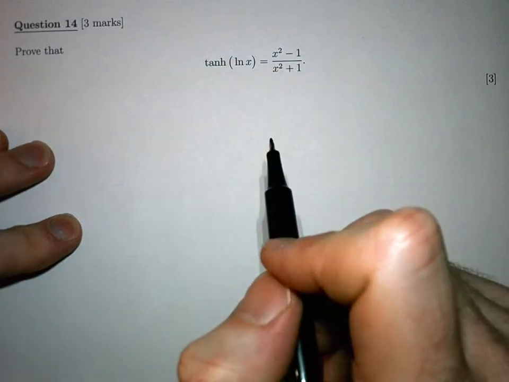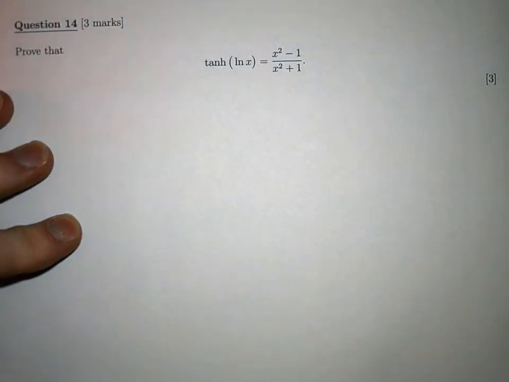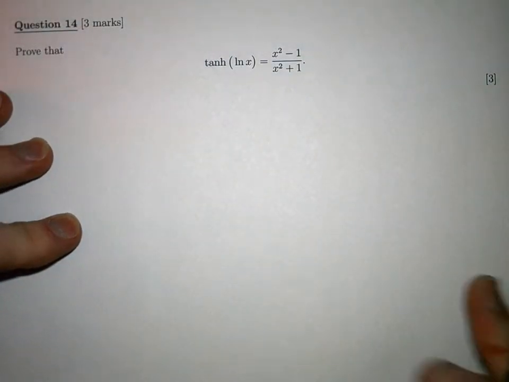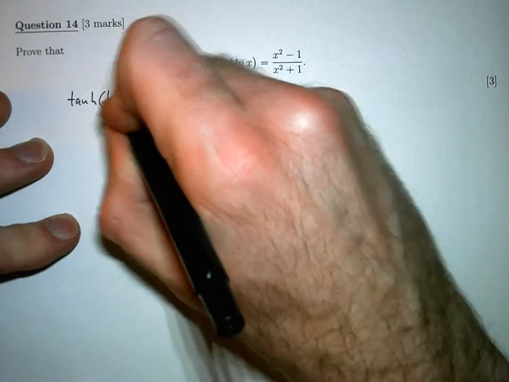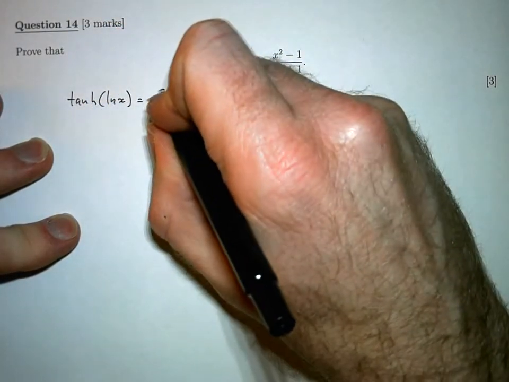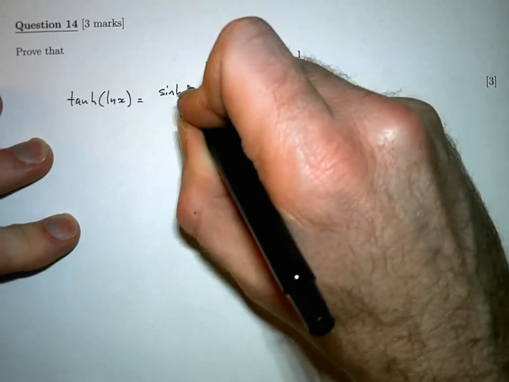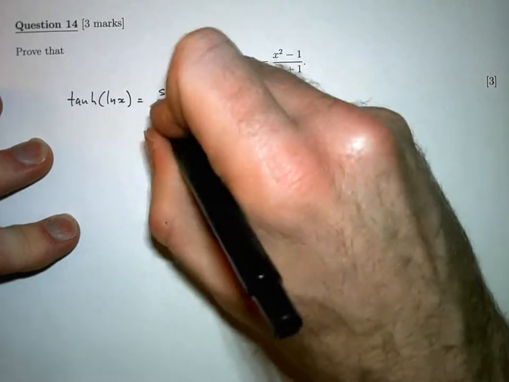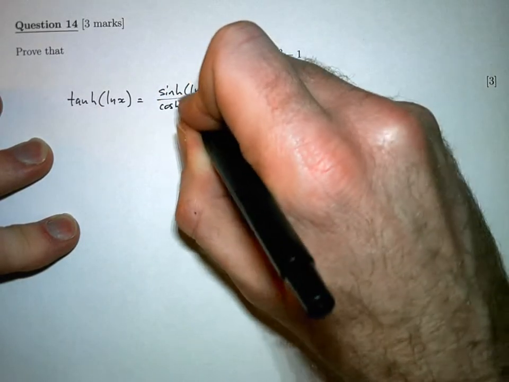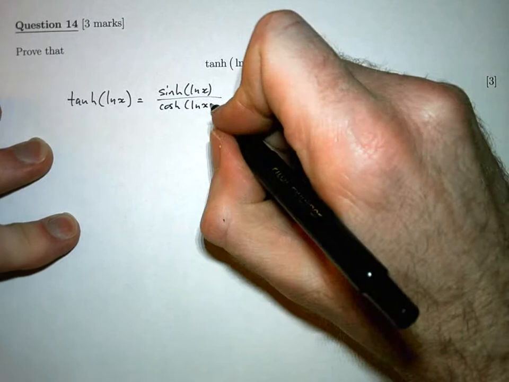Hyperbolic tan of the log of x. First we need to know the definition of hyperbolic tan. Well, you know that's hyperbolic sine over hyperbolic cos. So we've got hyperbolic tan of the natural logarithm of x is equal to hyperbolic sine of log of x divided by hyperbolic cos of the log of x.